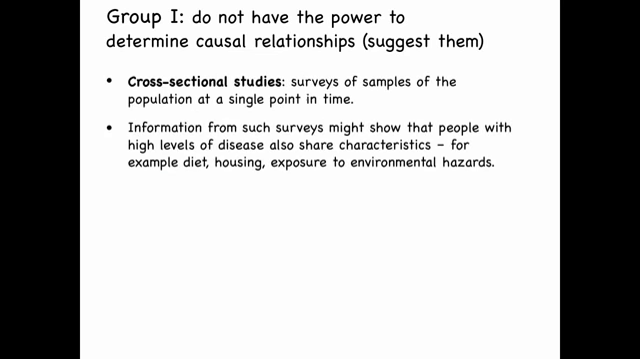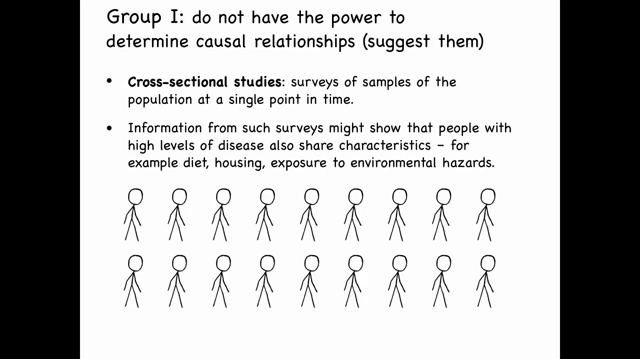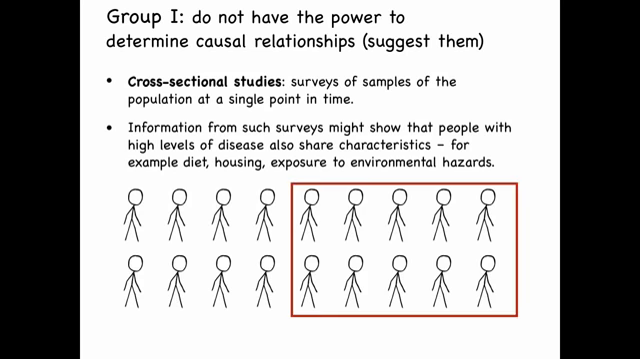Second type of study here is what we call a cross-sectional study, and this is where we take a survey of certain people in the population at a single point in time. So for example, you might have a large group of people and you may get data from just a small proportion of those people and draw some inferences. Information from these surveys could show that people have high levels of disease. They might also share certain other characteristics. For example, they may all have a high sodium diet that could lead to hypertension.